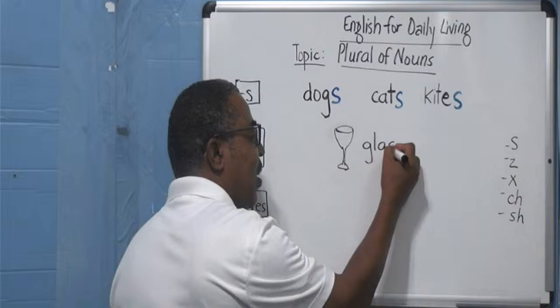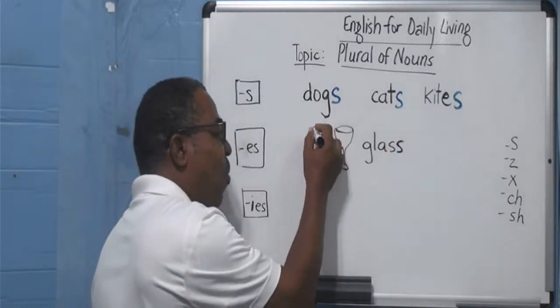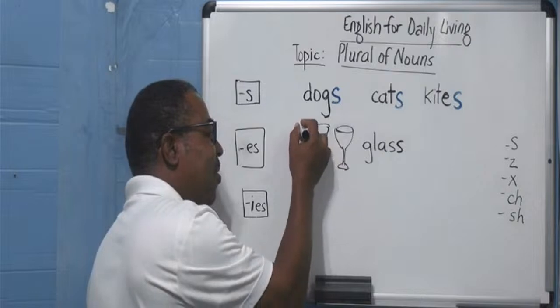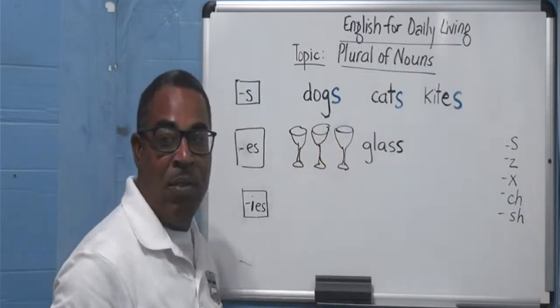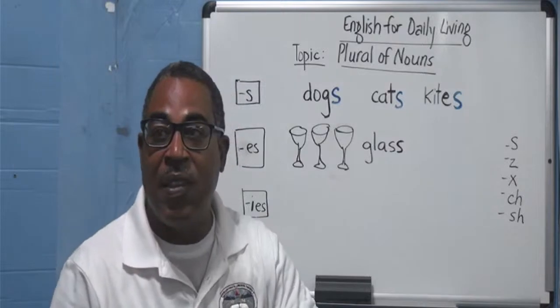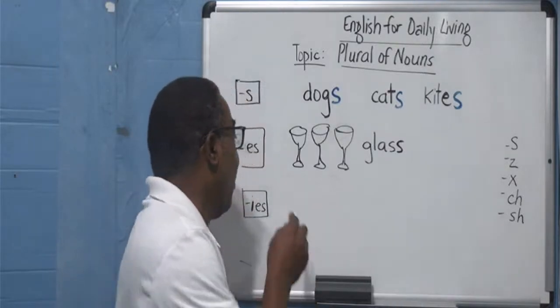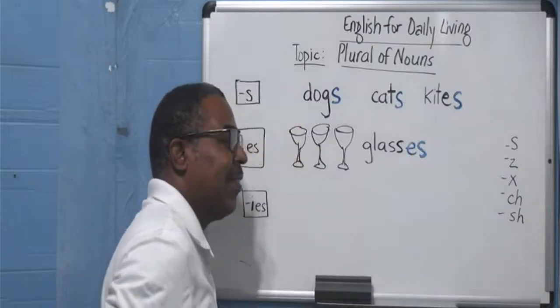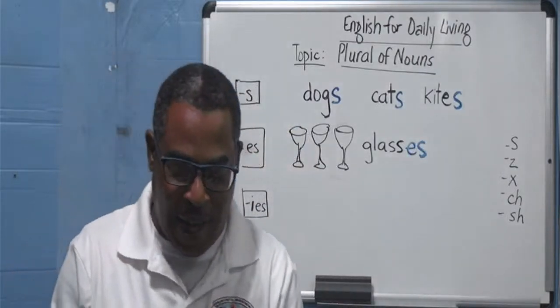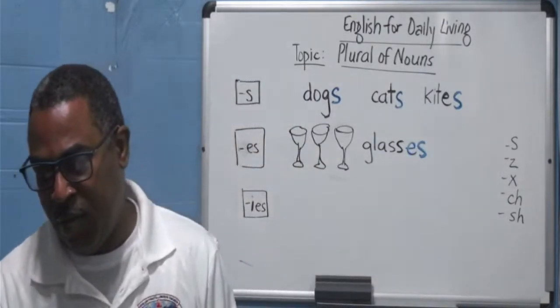It ends with an S. And I want to put another one and another one. So then, glass and more than one would be what? Add ES, so we have glasses. Right. Glasses. How about that?